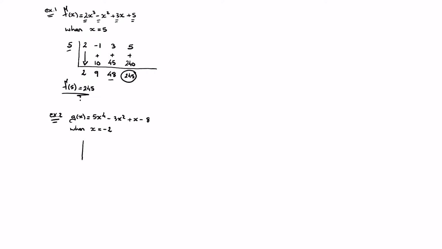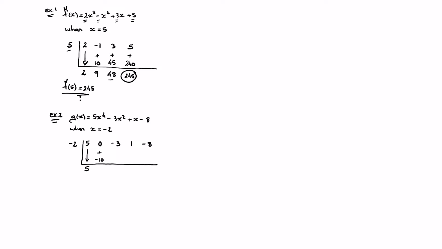So let's go ahead. We draw our table. The leading term is 5x to the power 4, so we have 5. We don't have an x cubed term, so we write 0. Next we have negative 3, 1, and negative 8. And remember, we want to evaluate this polynomial when x equals negative 2. So we carry down the leading term, 5. Now, negative 2 times 5 leads us to negative 10, which we write here.